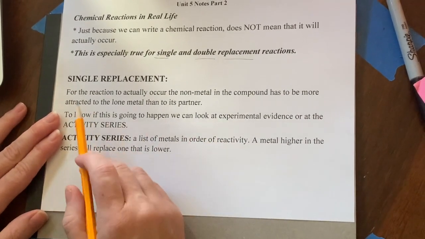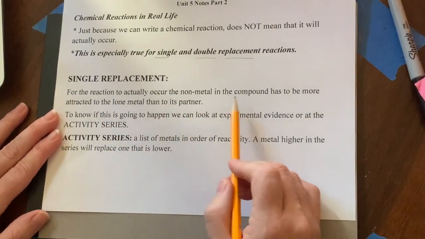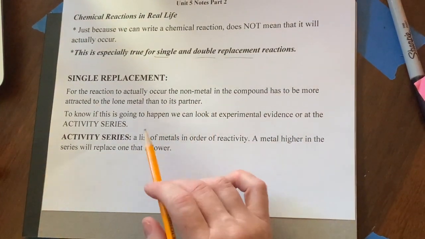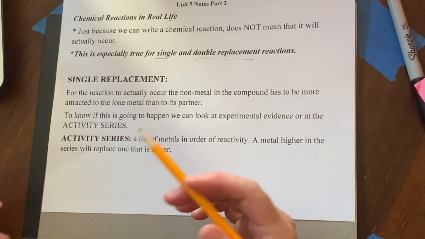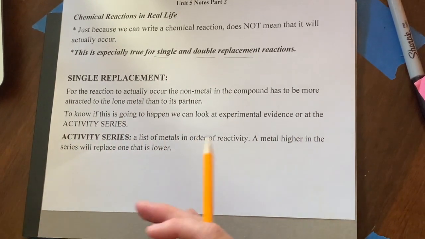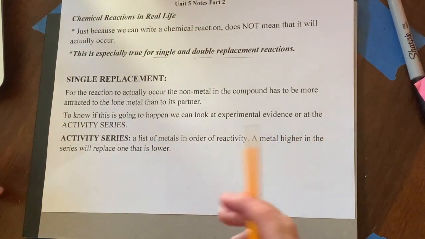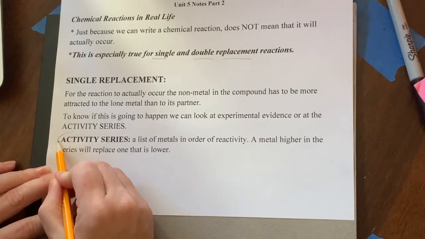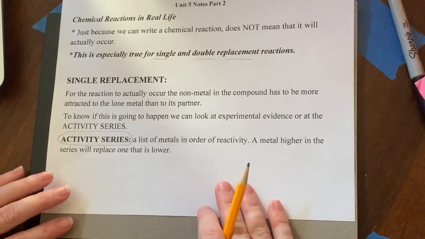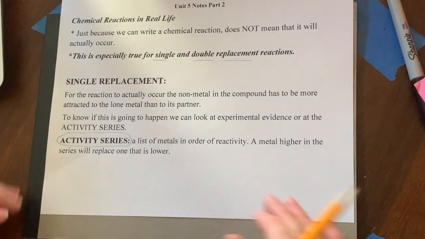So for a single replacement reaction to actually happen, the nonmetal in the compound has to be more attracted to the lone metal than to its partner. Again, because that lone metal needs to kick that partner out. So how are we going to tell which metal is more attractive? Well, we look at something called the activity series. This is a list of metals in order of reactivity. A metal higher in the series will replace one lower.